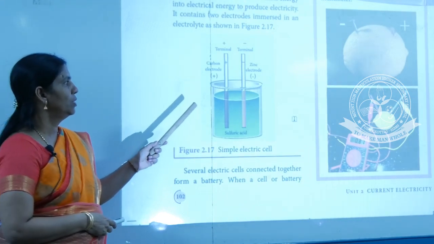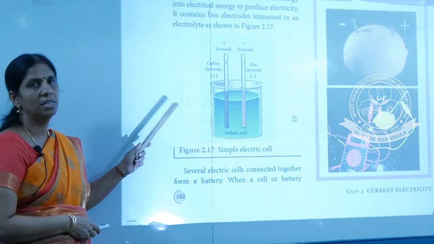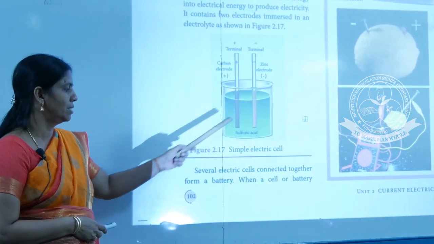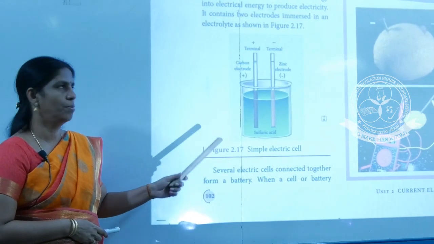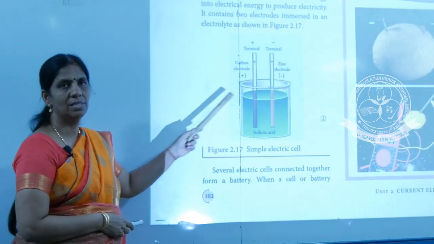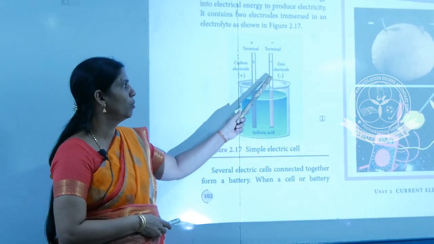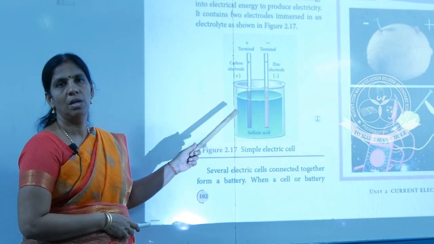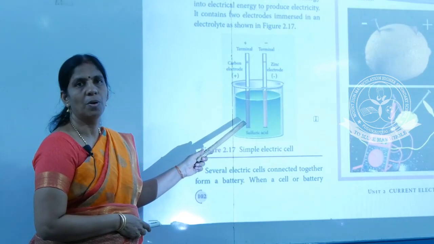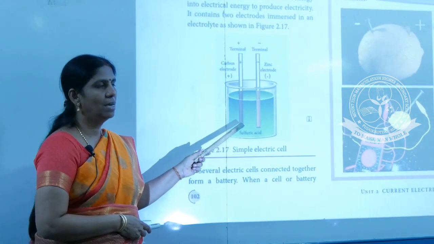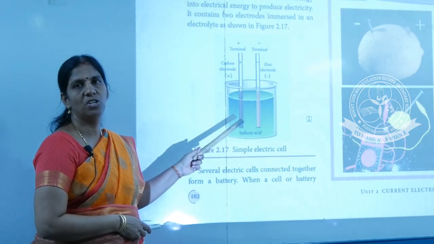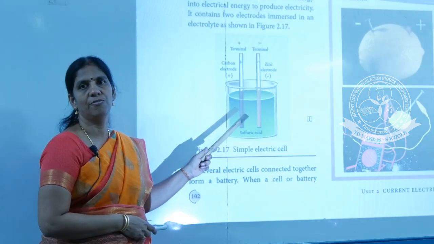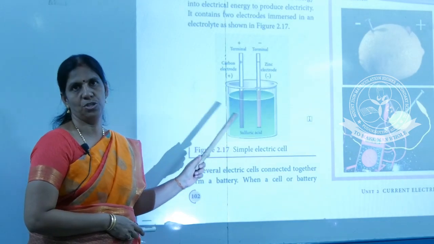So we come to another question. Then what is meant by a battery? When several electrical cells are connected together, they form a battery. How does the cell work? When electrons move from the negative terminal to the positive terminal through the circuit, because of the chemical action provided by the electrolyte, there develops a potential difference, and this potential difference gives necessary energy for an electron to move throughout the circuit.